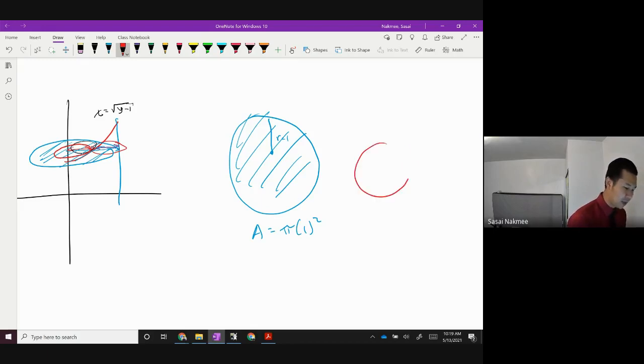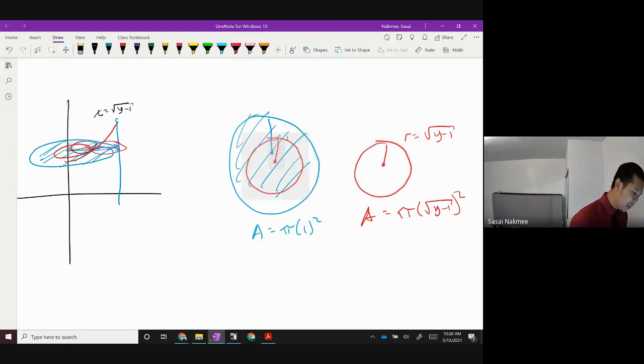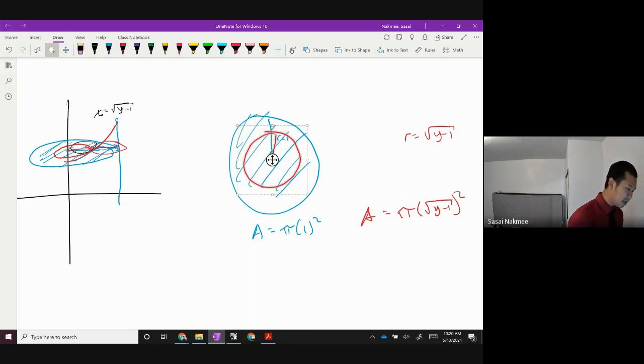And that hole is this radius right here, and this r is equal to the square root of y minus 1. So that thing varies along the way. So this area right here is going to equal pi times the square root of y minus 1 squared. So to get this area, I need to subtract the blue area from the red area. Does that make sense? If I take this piece right here and subtract it from this piece in here, the area that I'm going to result with is this little piece right here, which is what I want.